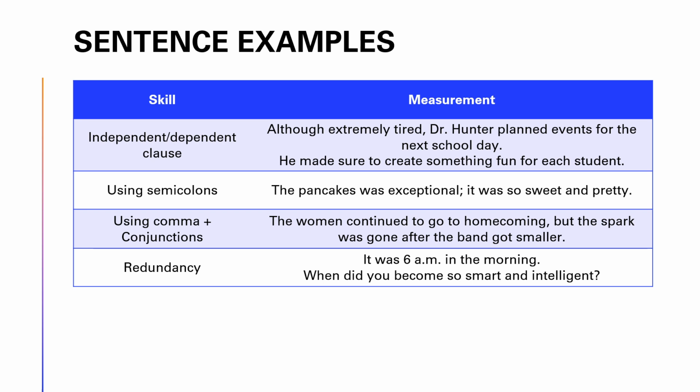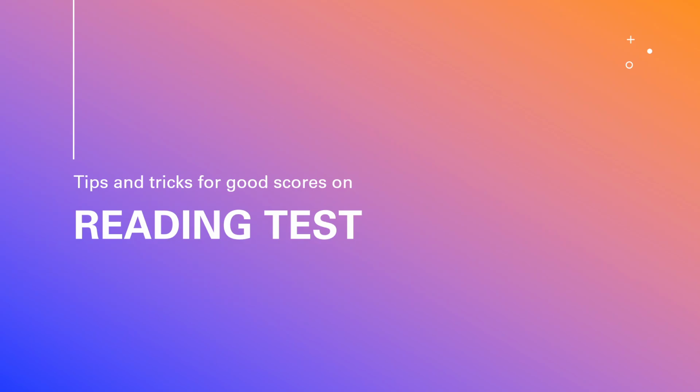And then the last thing that you want to make sure that you pay attention to with the ACT in the English part is redundancy. Anything that is already said, we don't have to say it again. So I gave you two examples here, and I said it was 6 a.m. in the morning. Well, if you said it's 6 a.m., we already know it's in the morning. We don't need both phrases. So that sentence should say it was 6 a.m., or it can say it was 6 in the morning, but we don't need both. Same thing with the next sentence. When did you become so smart and intelligent? Smart and intelligent mean the same thing, so we don't need both words in the same sentence, okay?